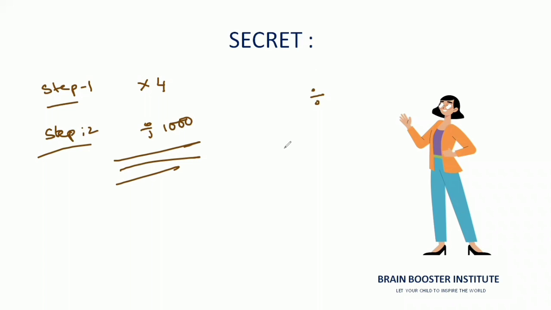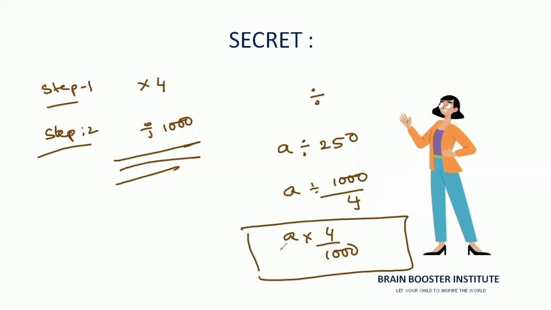For example, I am dividing a number A by 250. So can I write this 250 as 1000 by 4? So 1000 by 4, isn't it? As I told you, division is nothing but multiplying with its reciprocal. So I am multiplying with its reciprocal, 4 by 1000. So what did you get here? This number is first multiplied with 4, that is step 1, and divided by 1000, that is step 2. You get my point? Okay.